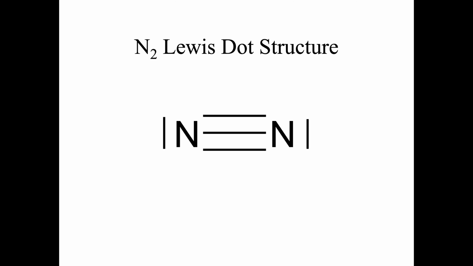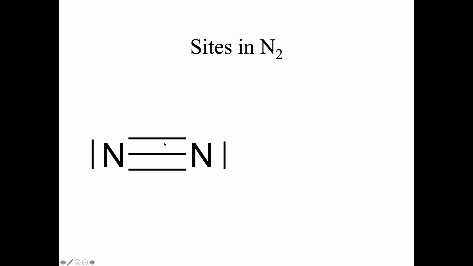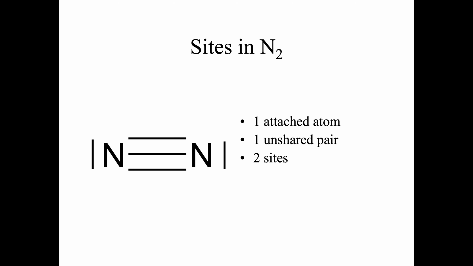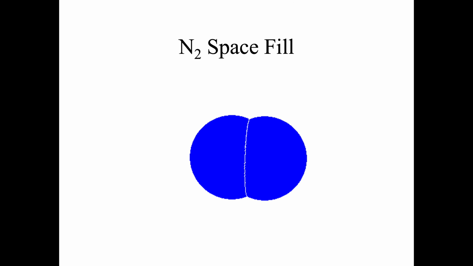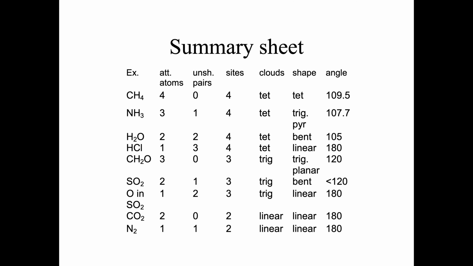And then the last one, nitrogen, pick either of the atoms here. All right, so if we look at the nitrogen, it's got 1 attached atom and 1 unshared pair. All right, that means it's got a total of 2 sites. 2 sites are going to be linear, and there's nothing you can do. It's linear. All right, there's the space fill. And so this is the last slide.